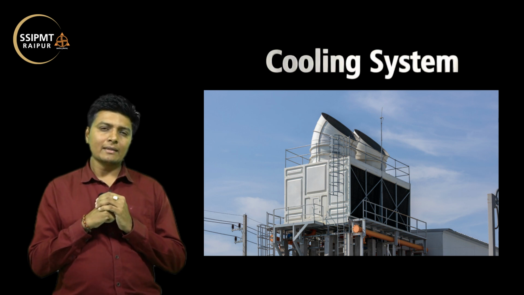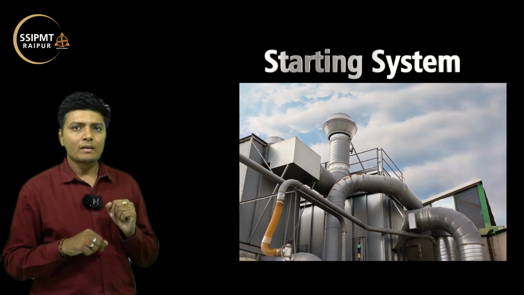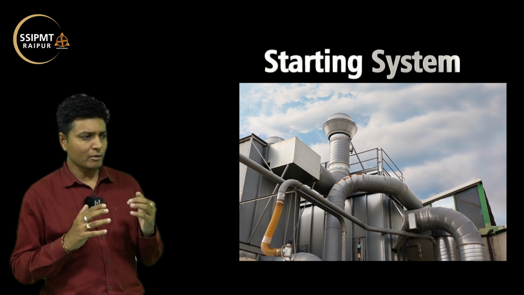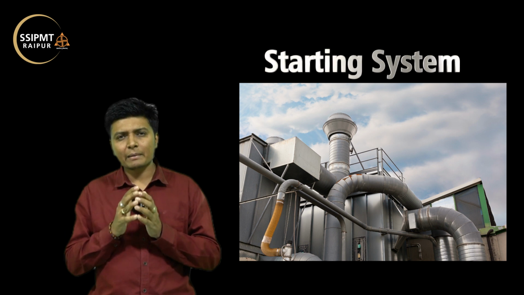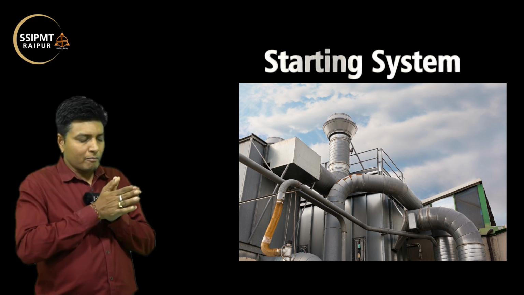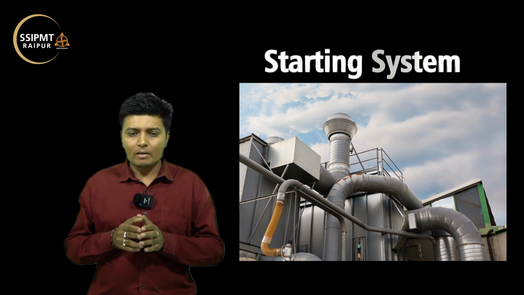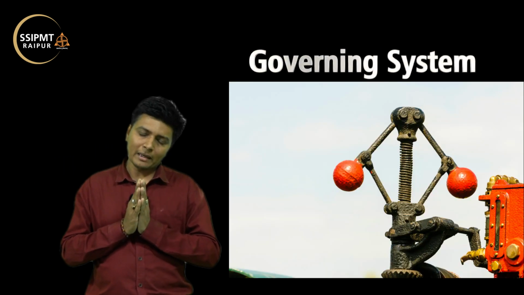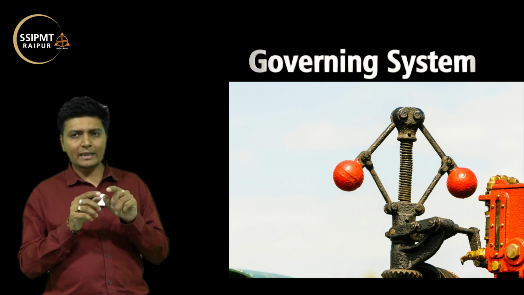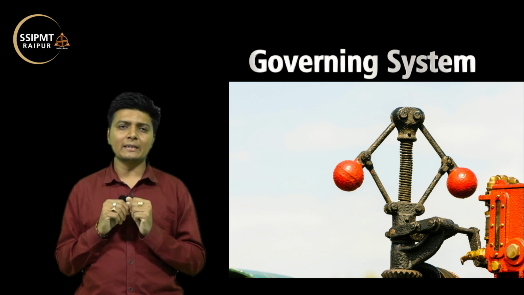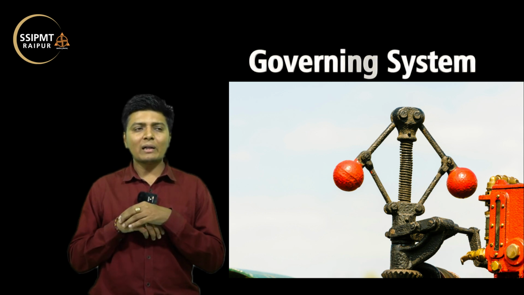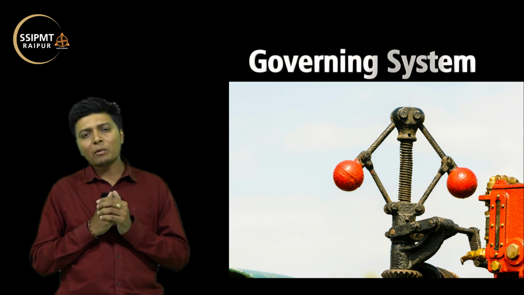Next is the starting system. This includes compressed air tanks. The function of this system is to start the engine from cold by supplying compressed air. So this is the function of the starting system. And the ninth and last main component of a diesel engine power plant is the governing system. The function of the governing system is to maintain the speed of the engine constant irrespective of the load of the plant. So all these are the main important components of a diesel engine power plant.